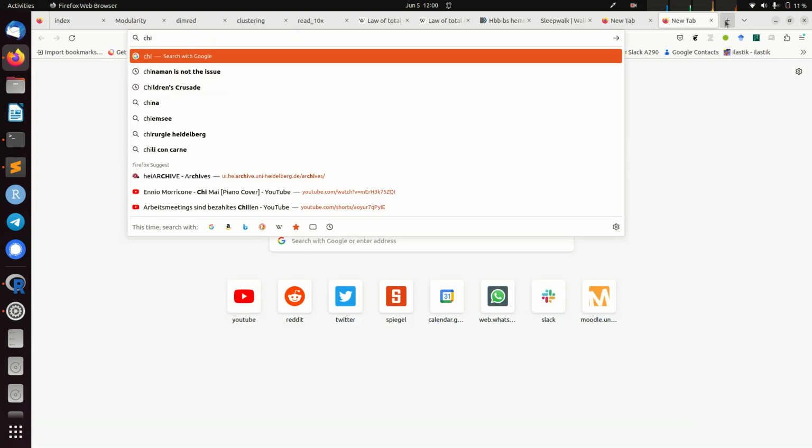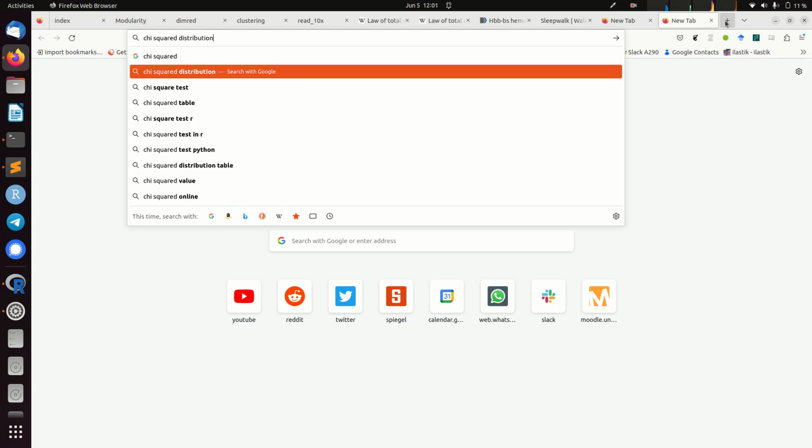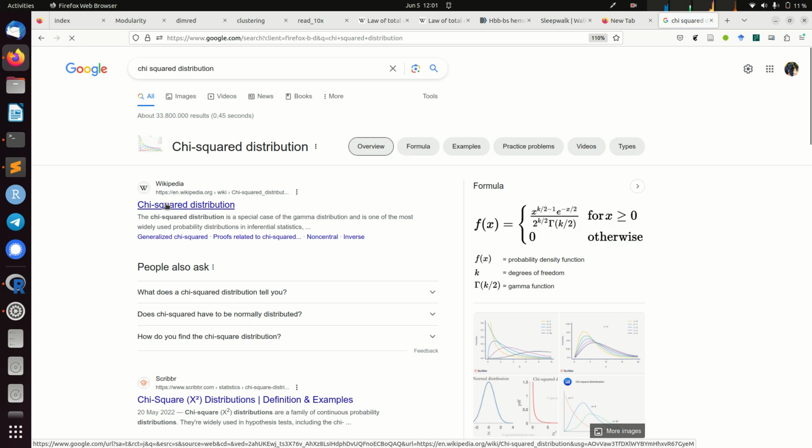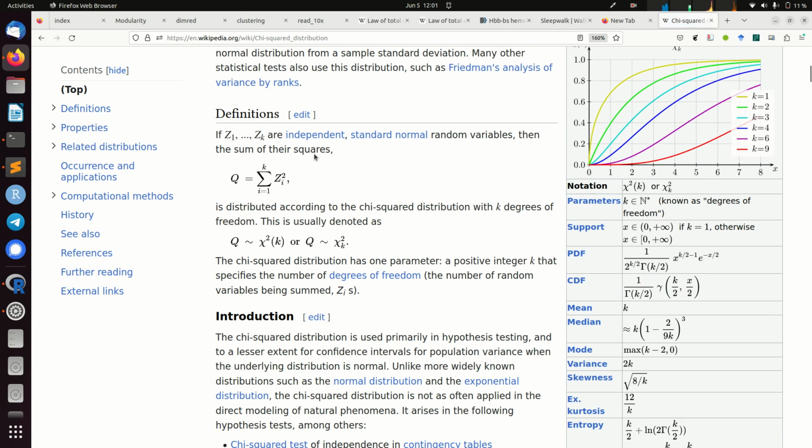Not gamma, chi-square distribution. That's why it's called chi-squared, because the chi is thought to be normal distributed. And the chi-square distribution is exactly this thing here. You see, a chi-square distribution is the sum of k standard normally distributed variables squared. We add them up and get this. So this Q here is exactly my r squared. That's why the chi-square distribution is so important.